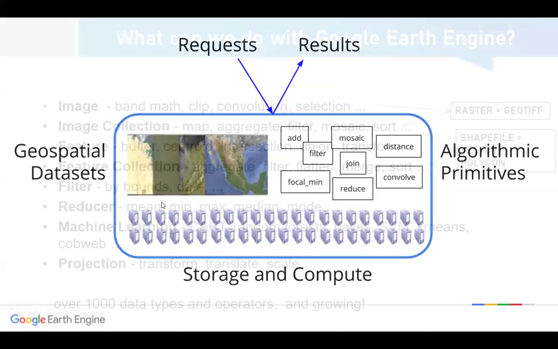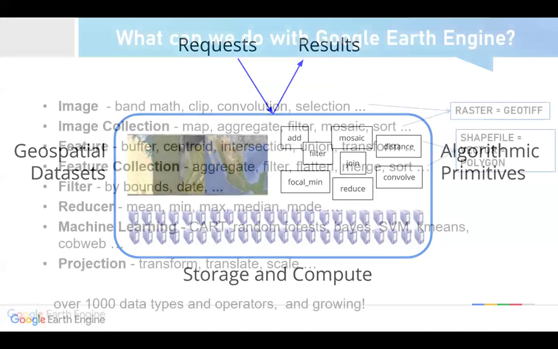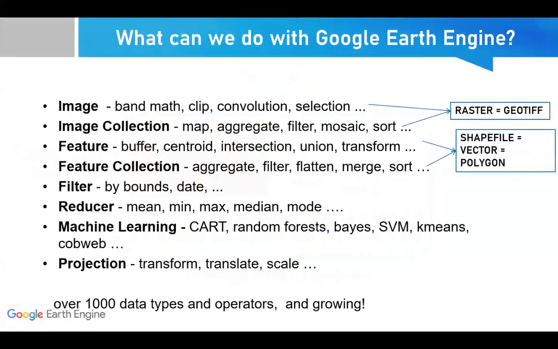Okay, so what can we do with Google Earth Engine as a base? The first one is what we can do with raster or GeoTIFF data. It's called an image or an image collection in Earth Engine. We can use it for calculations like NDVI or NDBI, and then we can apply them to our data.